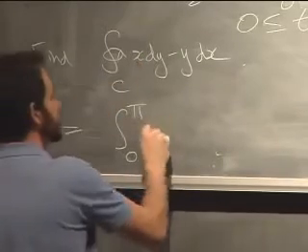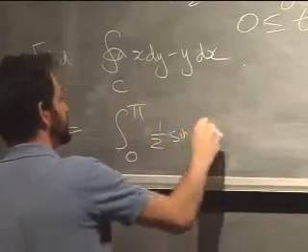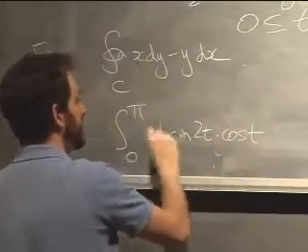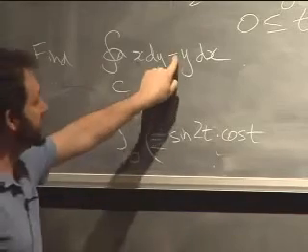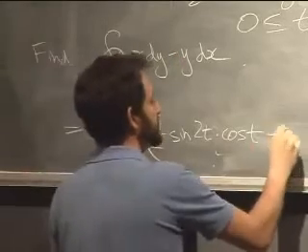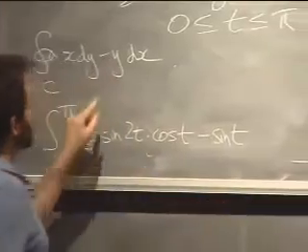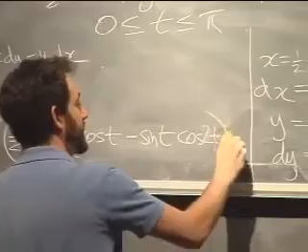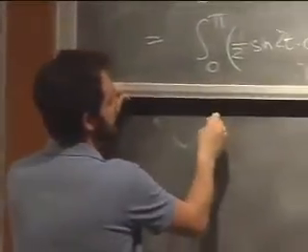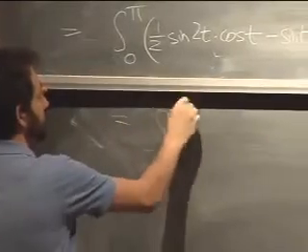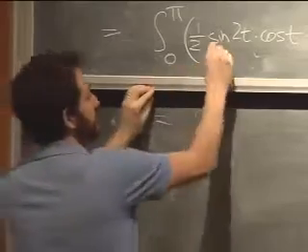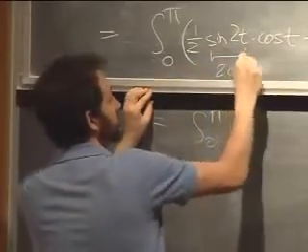x is a half sine 2t, dy is cosine t dt. I'm going to hold off the dt till the end. Minus y, sine t, dx is cosine 2t, and it's all that dt. And that's a regular old integral. If you want to do it, you need to write sine 2t as 2 sine t cosine t, the double angle formula.